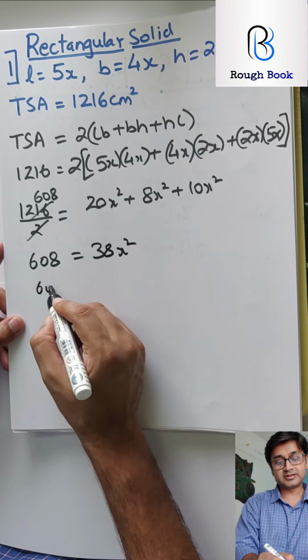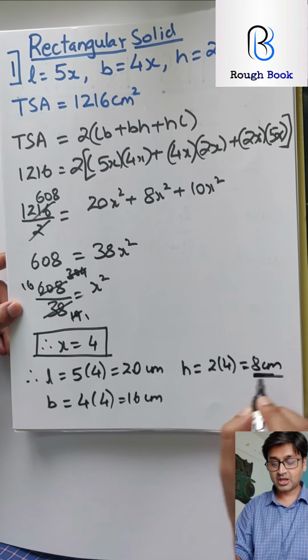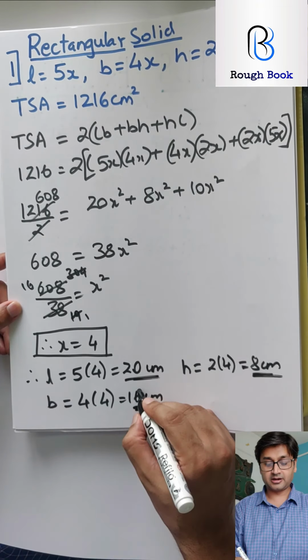So 2 19s are 38, 2 304, 19 16s are 304. So therefore x will be 4. Don't write plus or minus 4 because length, breadth, height cannot be negative, so no need to write it, right? So therefore length is 5x. So 5 into 4, 20 centimeter. Breadth is 4x. So 4 into 4, 16 centimeter. And height is 2x. So 2 into 4, 8 centimeter. So your length, breadth and height are right over there.